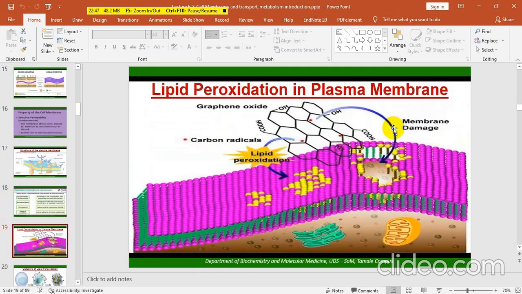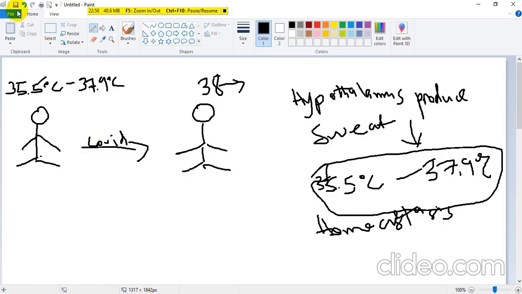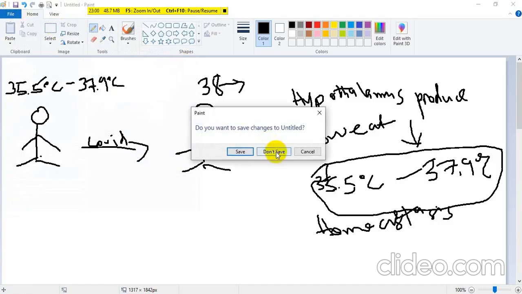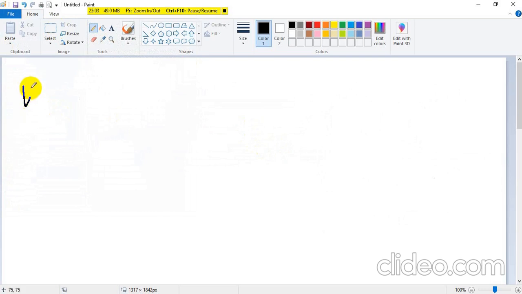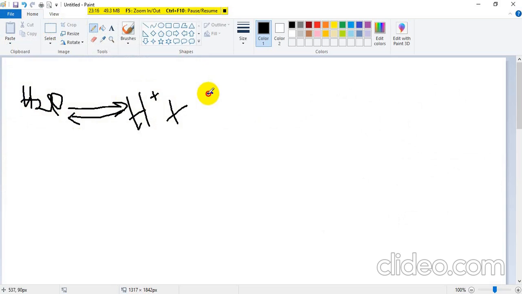This is your assignment: lipid peroxidation in the plasma membrane. This is a very serious phenomenon. Lipid peroxidation is free radical generation. For instance, if you have water, and the water is broken down to release a hydrogen proton plus what? OH. This is a normal thing that is supposed to happen.